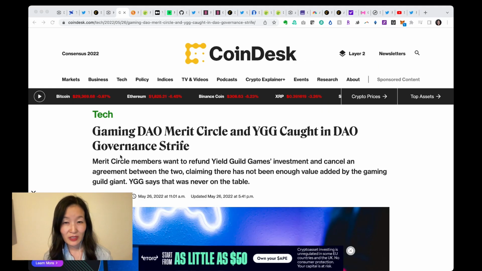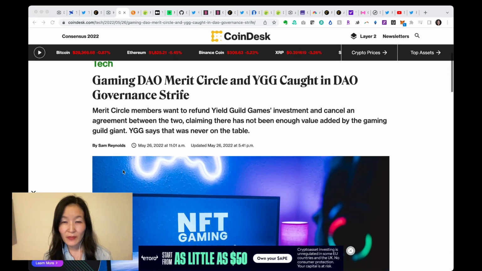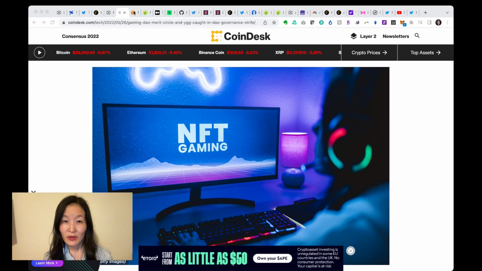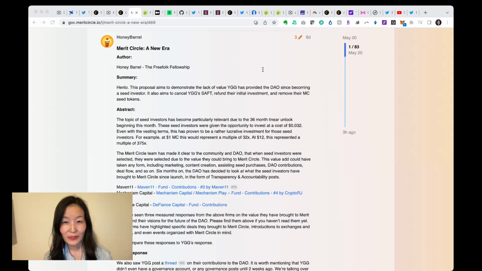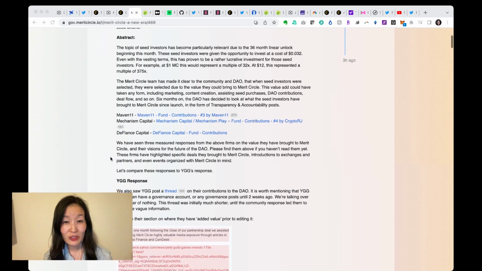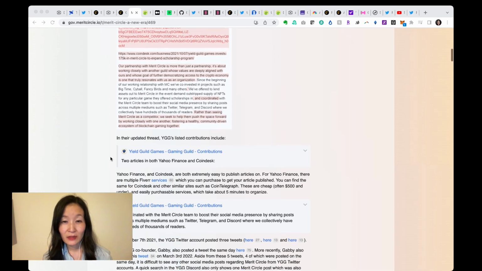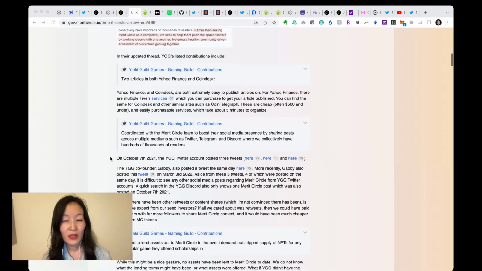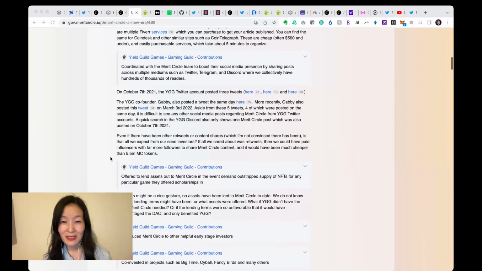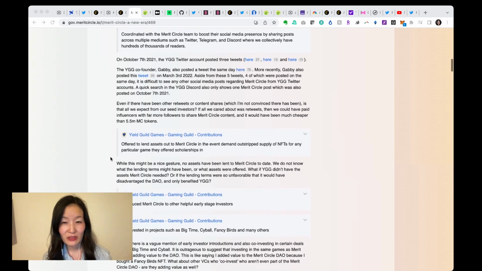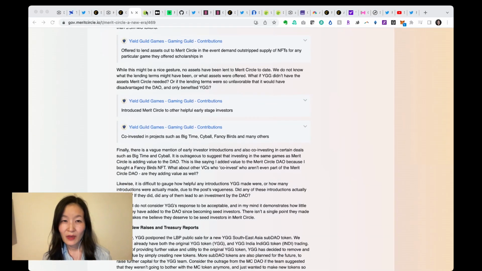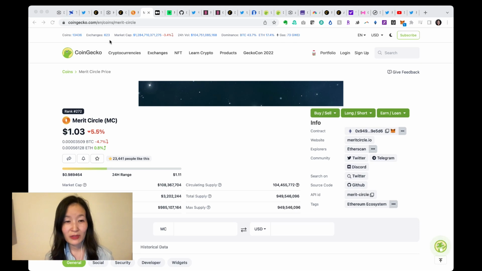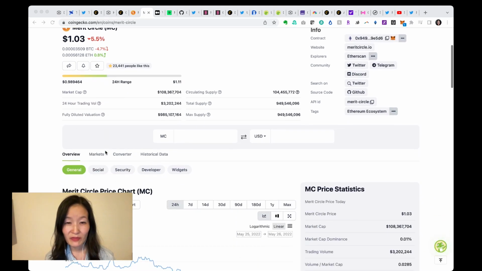YGG and Merit Circle DAO tussle over tokens. A few days ago, a member of the Merit Circle DAO made a proposal to remove the tokens promised to Yield Guild Games for seed investment by refunding their initial contribution due to an alleged lack of help coming from YGG. In this way, the DAO hopes to terminate its financial obligations to YGG. For context, Yield Guild Games and YGG co-founder Gabby Dizon originally invested 175,000 USDC in Merit Circle at a price of 3.2 cents per token, giving them roughly 5.5 million MC tokens in total. The token is now trading at around $1, so the $175,000 investment is now worth more than $5 million.